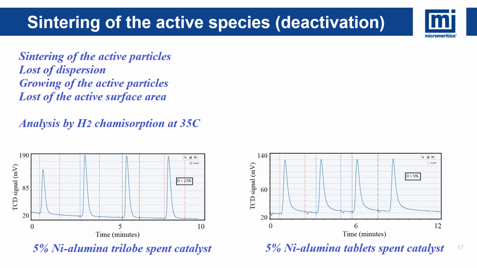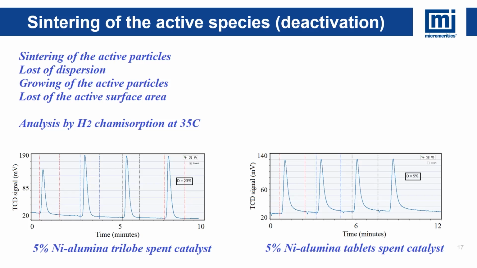So the left side is nickel on 3 lobes, the high surface area material, and on the right side is the low surface area material. As you can see, in both cases the dispersion went down, from 37 to 23 for the high surface area material, and for the other one from 17 to 5. You can easily look at the first peak on the left side and the right side, and it is very much smaller than the one before the test.